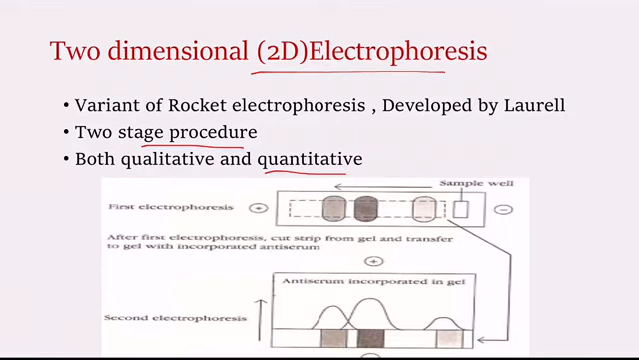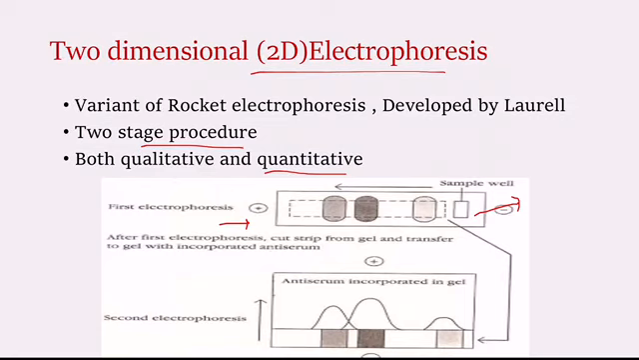In this test, first a small trough is cut in the agar gel on a glass plate and that is filled with the antigen solution. Electric current is then passed that leads to the separation of antigens. Antigens now migrate into the gel depending upon their electric charge and they will get separated.